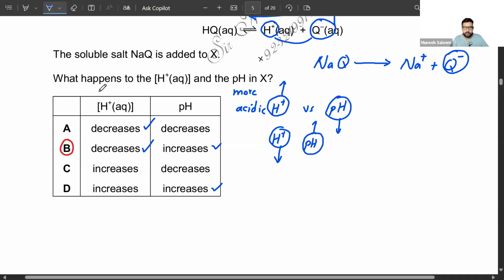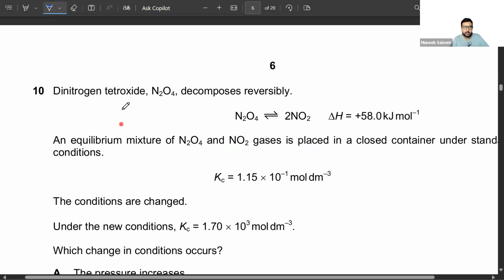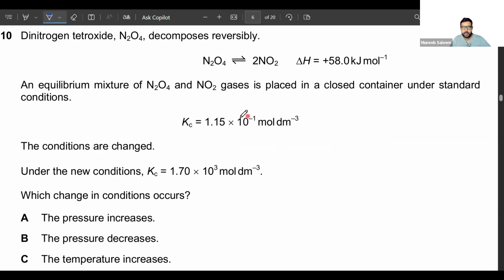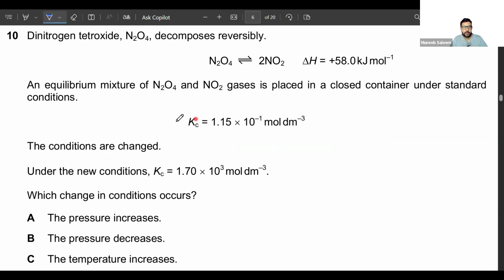Now, next question. Question number 10. Dinitrogen tetroxide has this decomposition equation. And then we have the two substances present in the equilibrium in a closed container, and the Kc value for this reaction is mentioned. This is a Kc.